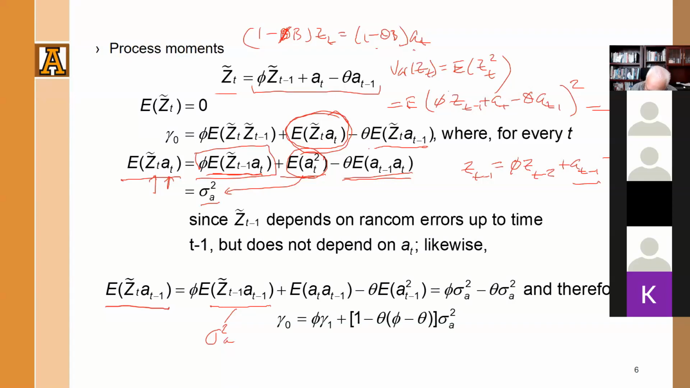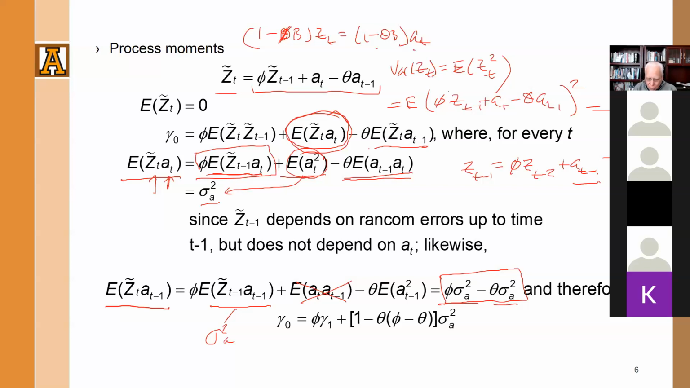So I get phi times sigma squared sub A. This expected value is 0 because of the independence of the A_t's. And then I have minus theta times the expected value of A_{t-1} squared, and that is theta sigma squared. So the expected value of Z_t A_{t-1} is going to be phi sigma squared minus theta sigma squared, or (phi minus theta) sigma squared.